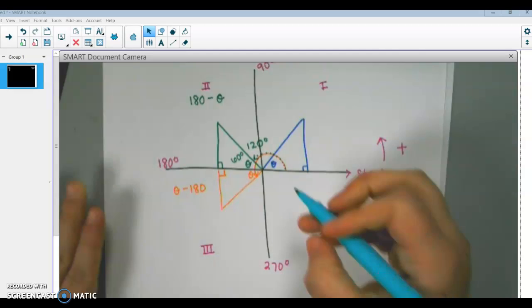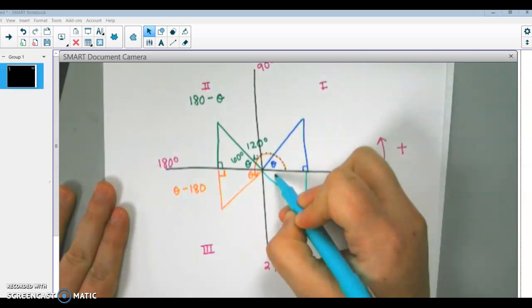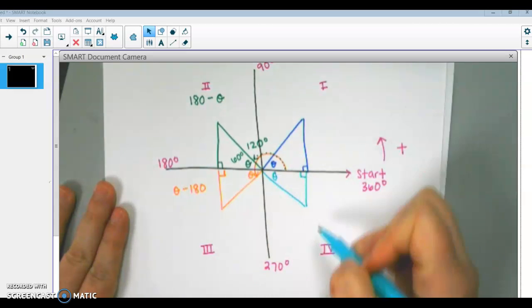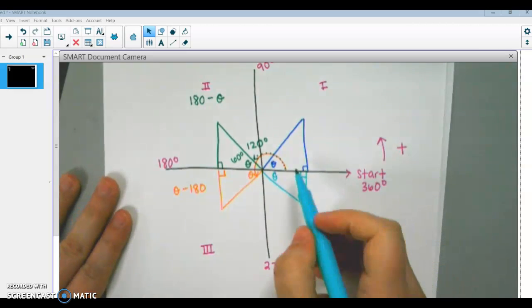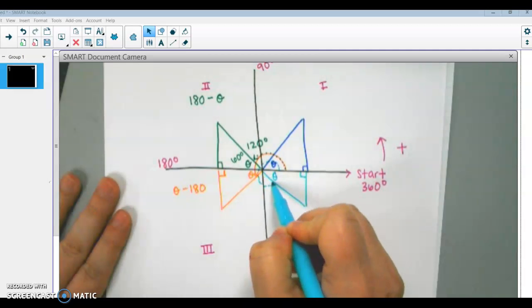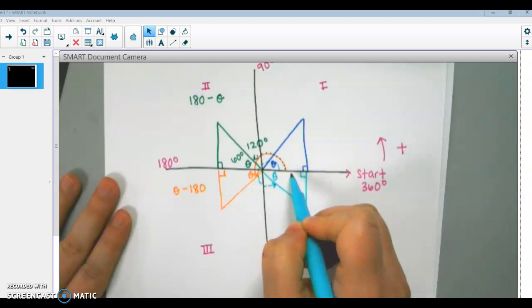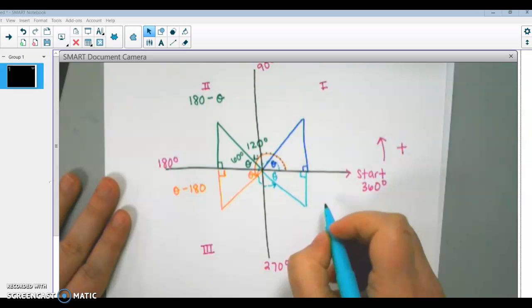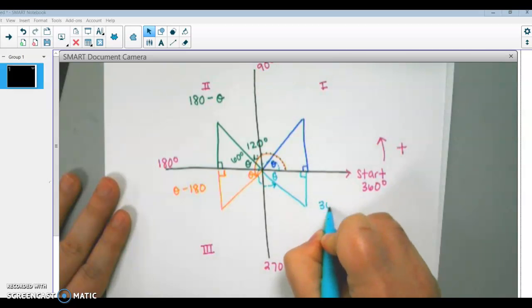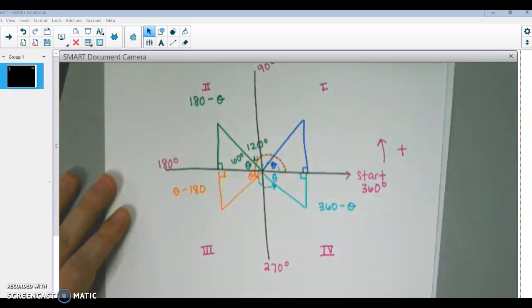All right, and then in the fourth quadrant, your triangle should be drawn like this. And in the fourth quadrant, we have almost completed the entire circle. If you notice, I'm almost all the way up to 360. So what I do to find the angle in this quadrant is I do 360 minus the angle that they gave me.